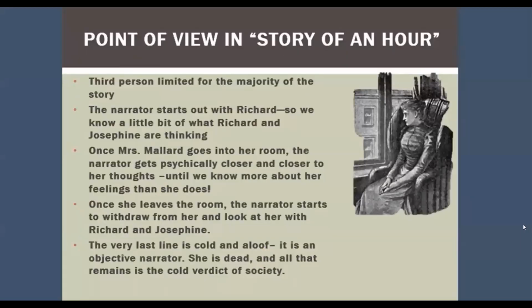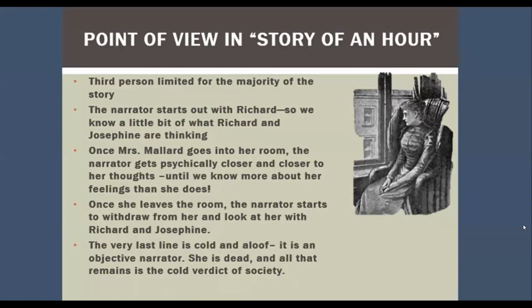In the Story of an Hour, it's most of the time a third person limited narration. So the narrator does start out with Richard, as we know a little bit about what Richard and Josephine are thinking, but for the majority of the story, it's third person limited. We're mostly in Mrs. Mallard's thoughts and feelings, the protagonist's thoughts and feelings. When she goes into her room, we get psychically closer. We can see into her thoughts and feelings. We get closer and closer to her psychically until we know more about her feelings than she actually does.